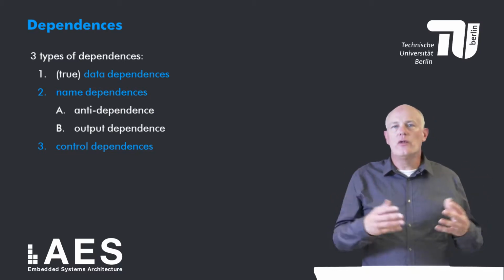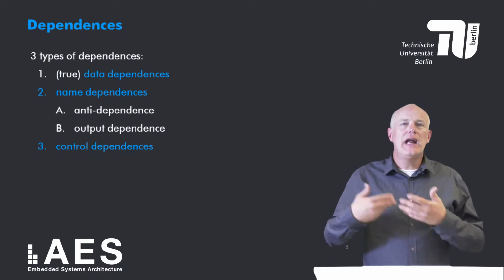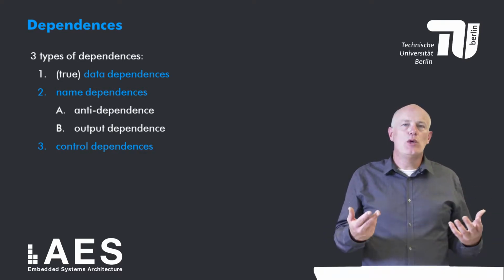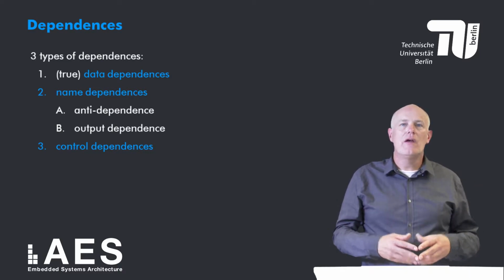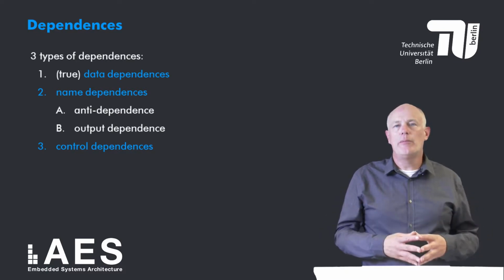Finally, there are control dependencies. An instruction is control dependent on a branch if the branch determines if the instruction is executed. As I will show later, we might be willing to violate control dependencies provided this violation does not change the outcome of the program.